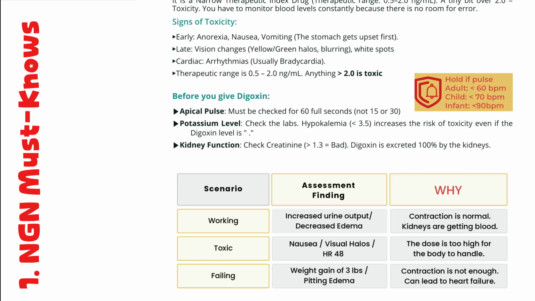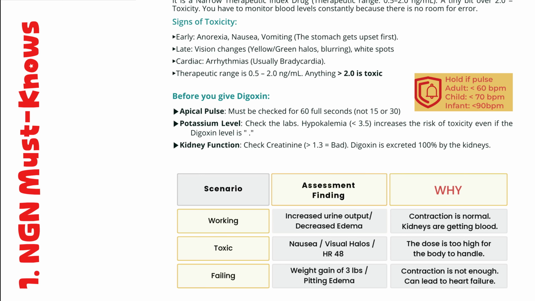Then check serum potassium. Here's the relationship to understand precisely. Low potassium doesn't mean the digoxin level itself is high, but hypokalemia makes the myocardium hypersensitive to digoxin, letting dangerous toxicity occur even when the blood level looks completely normal. If a toxic patient presents with severe hyperkalemia from the sodium-potassium pump failing, prepare the antidote, digoxin immune fab, immediately.